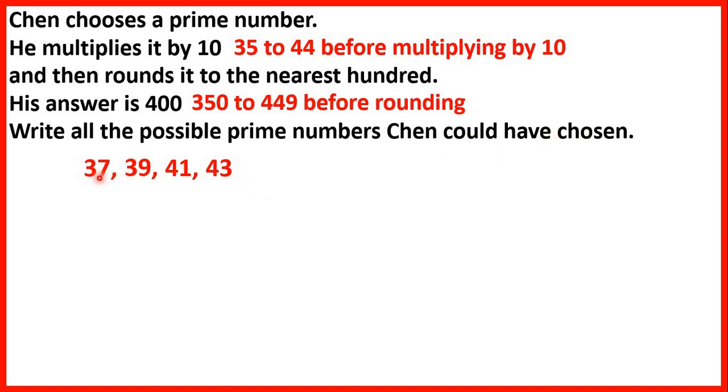And then it's a good idea to just check that it works. So if he chose 37, he would have multiplied by 10 to get 370, and then if we round that to the nearest hundred, that's 400.